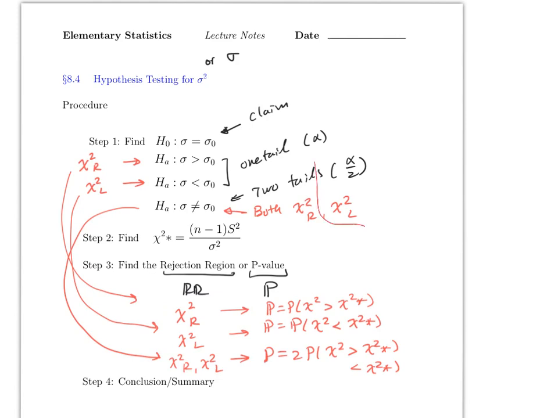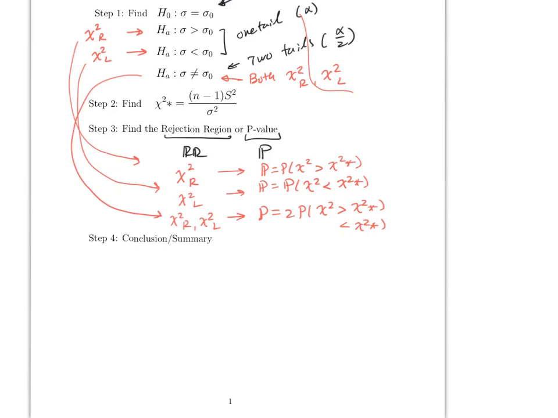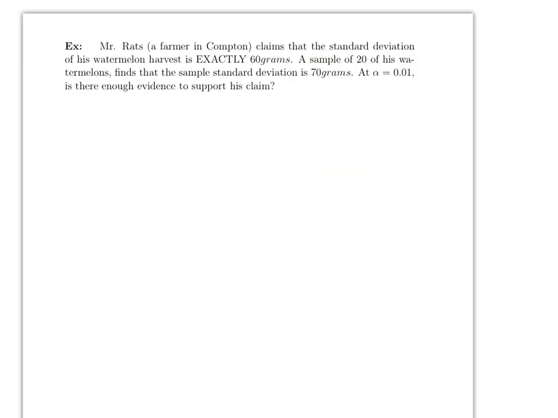Okay. And then the conclusion and summary, that's always going to be the same as before. Remember, it is reject H0 or fail to reject H0, and then explain. And that's it. Alright, so let's do two examples with this.